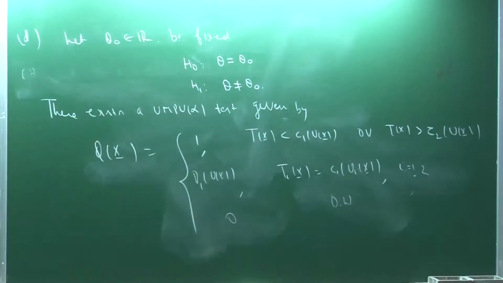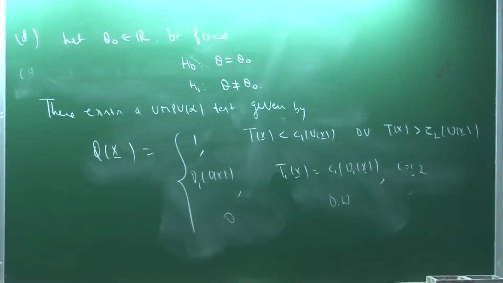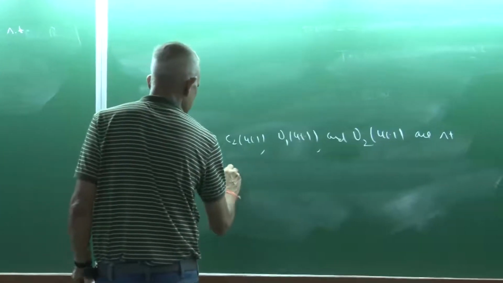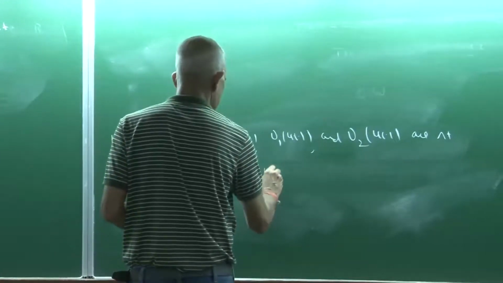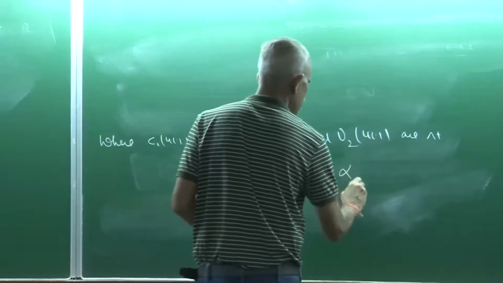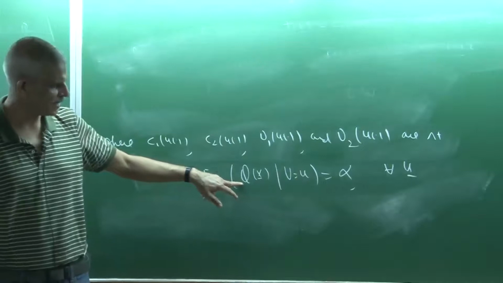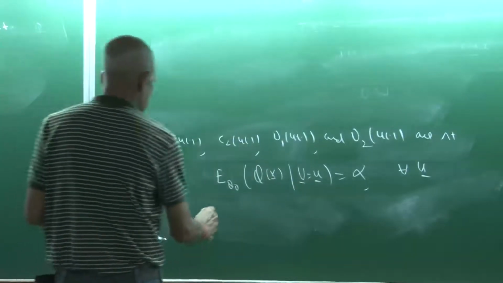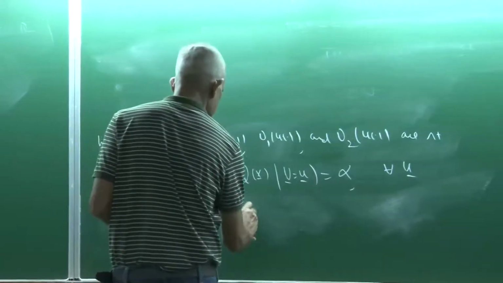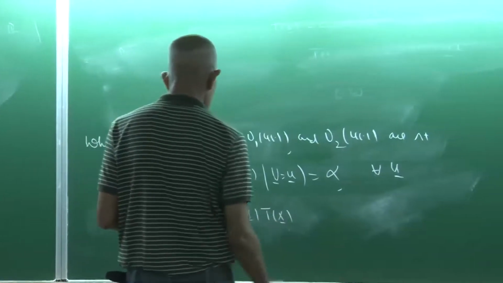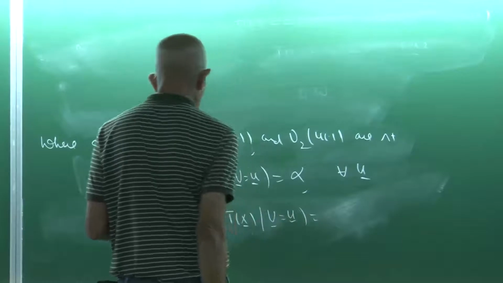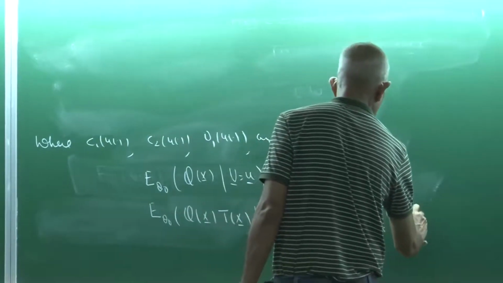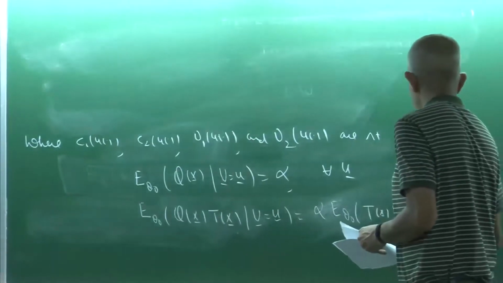So how do you choose this? Let me write down just over here, where C1(u), C2(u), gamma1(u), and gamma2(u) are chosen such that at theta naught, E phi(x) given U = u is the same as alpha for every u. Again I would like to emphasize, when I say given U = u, it means given U(x) equal to small u, which is a vector. And E_theta naught phi(x) T(x) given U = u is the same as alpha times E_theta naught T(x) given U = u for every u. So there are these two conditions which need to be satisfied.